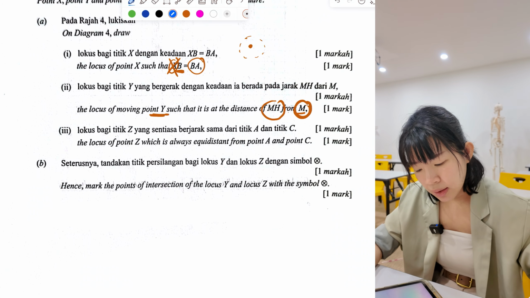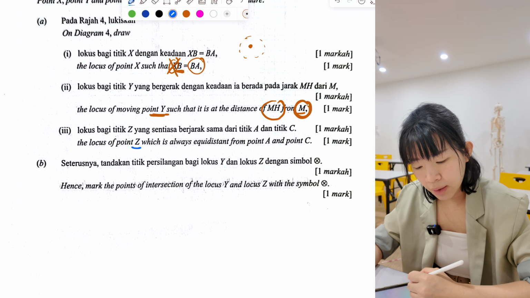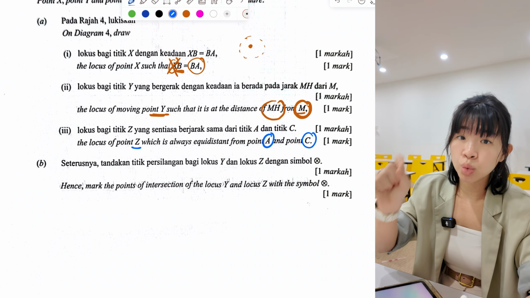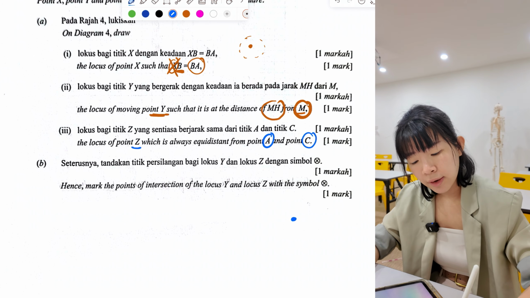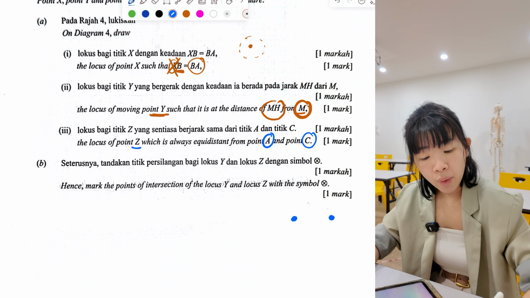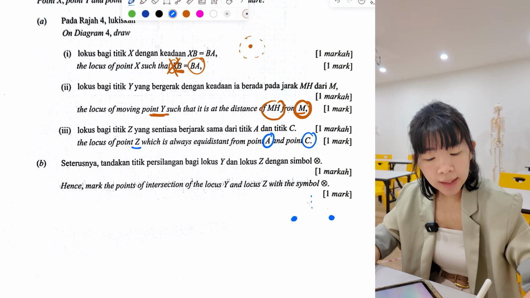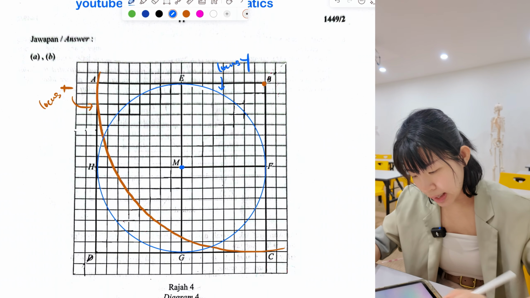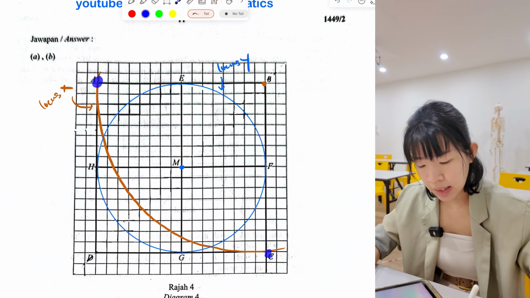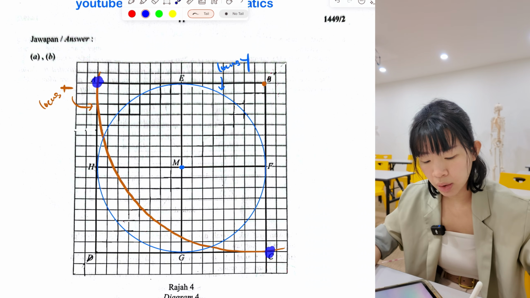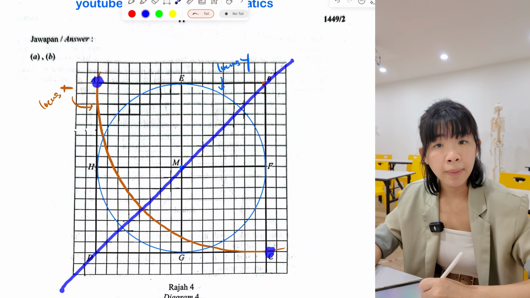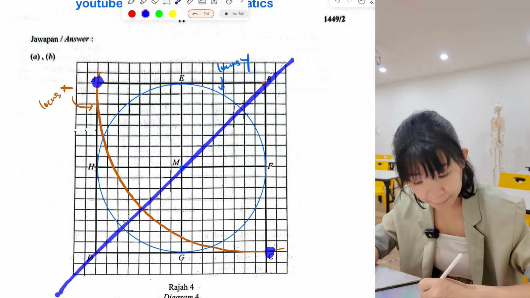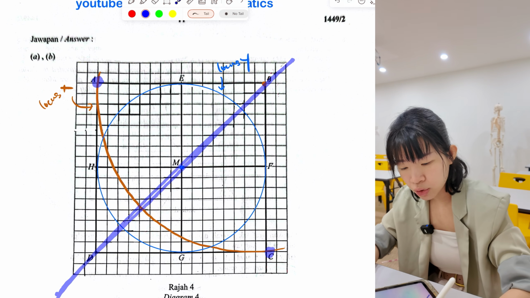Number 3, locus of point Z. This Z is always an equal distance from points A and C. When it comes to 2 points with equal distance, we always draw a straight line in the middle. Let's find where AC is first, A here, C here. We need to draw a straight line in the middle, but make sure you don't straight away draw with your ruler. You have to use a compass and show the steps.